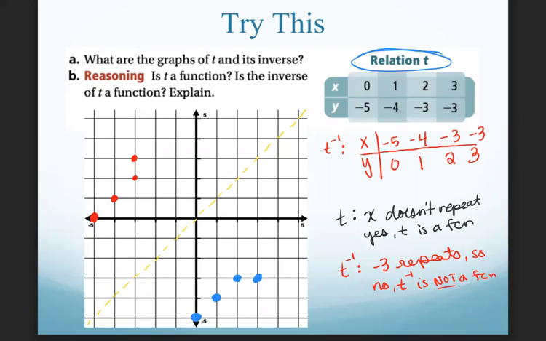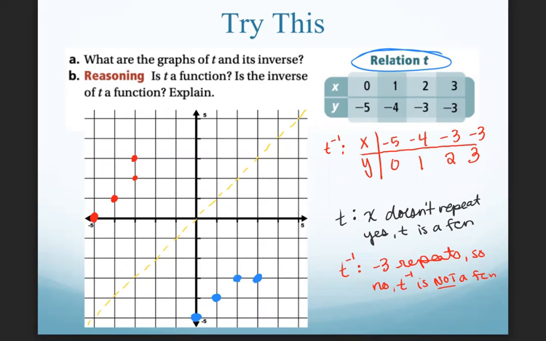So it doesn't necessarily mean that one will always be or one will not be. If one is a function, the other one doesn't necessarily have to be a function. We have to check them independently every time. And then I drew my little axis of reflection, that yellow line, so that if you tilt your head to the side, you can see that axis of reflection. You can see the symmetry there.